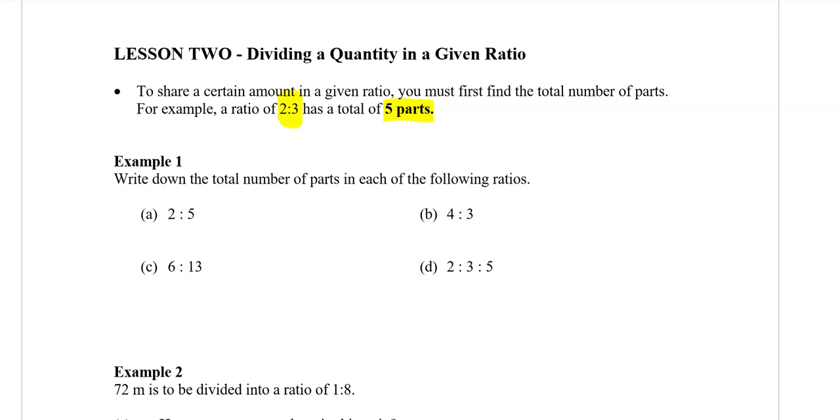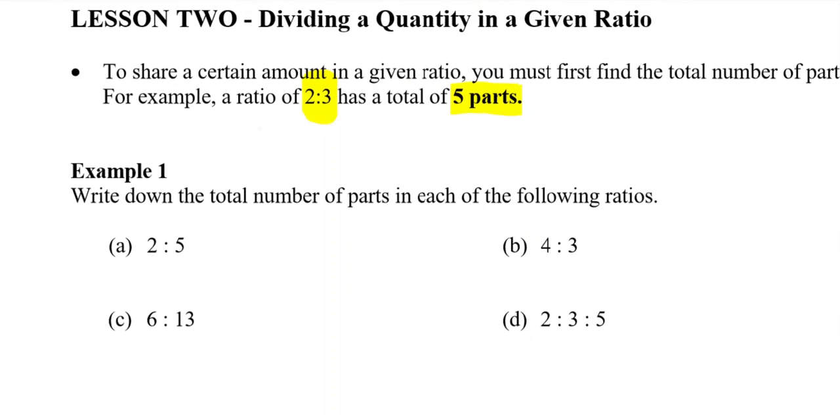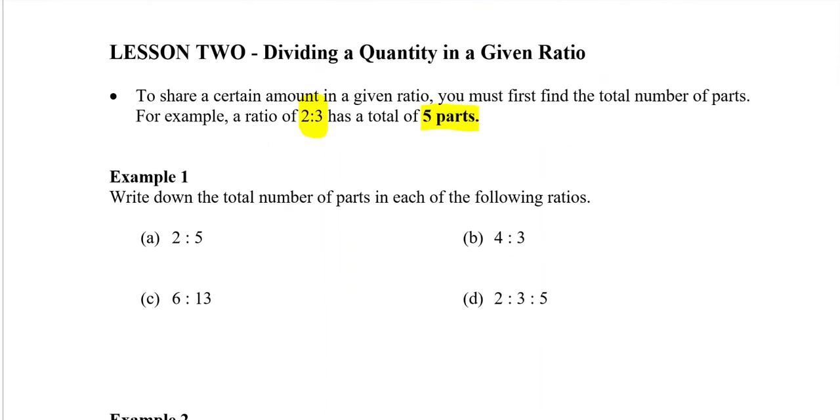If I was to give you an example of what that means, maybe I could be making pancakes and I might have 2 parts flour to 3 parts milk. I am adding a total of 5 parts for that recipe.